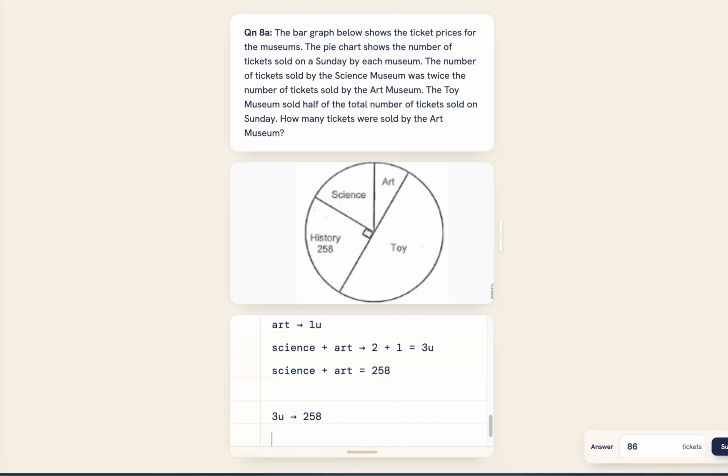And then we want to know the Art Museum, 1 unit, which is 258 divided by 3. And this will be equal to 86. Right, there you go. So that's the answer for question 8a.